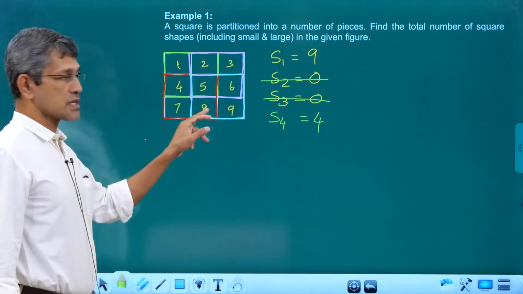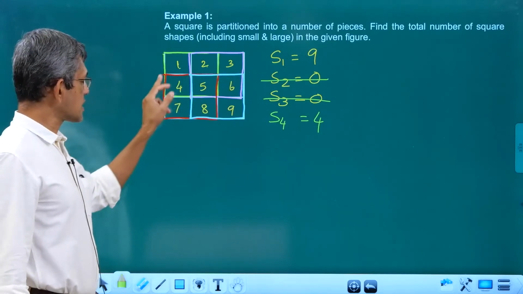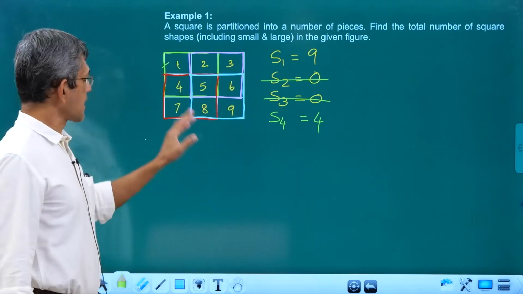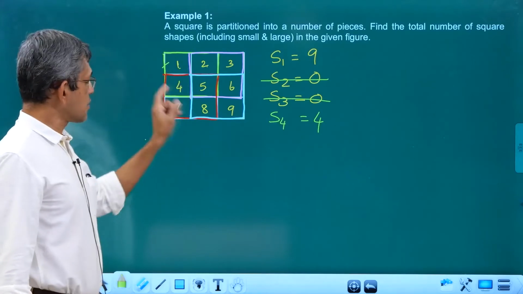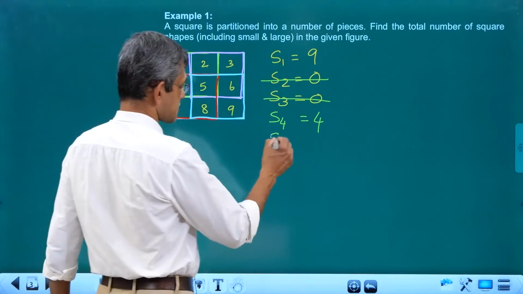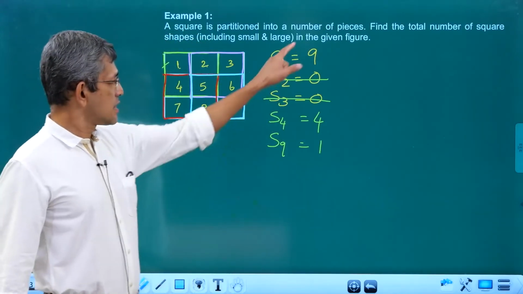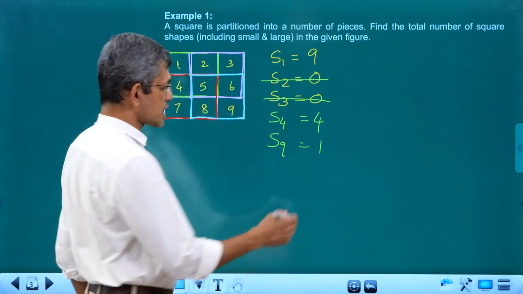Then 5 pieces together, we don't get a square. 6 pieces together, we don't get a square. The 6 pieces together is a rectangle, it's not a square. Then 7 pieces, no. 8 pieces, no. Then the next is what? All the 9 pieces together, we have a square. So 9 pieces together, 1. So all together, how many squares do we have? 9 plus 1, 10, plus 4, 14 squares we have.